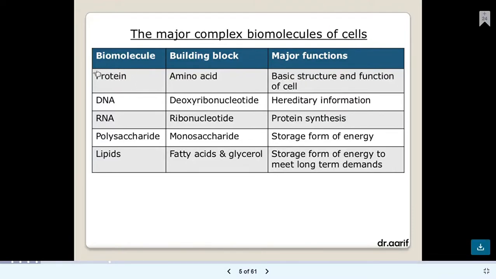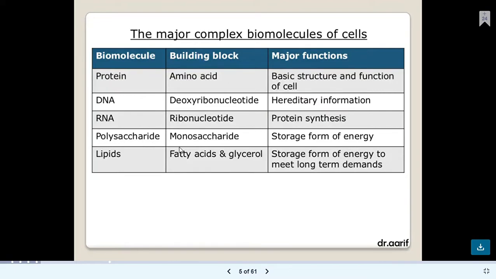First one, protein, building block amino acid, the major function is the basic structure and function of a cell. Then DNA, you are all probably familiar with, its building block is deoxyribonucleotide, and its major function is hereditary information or coding of genes. RNA, its building block is ribonucleotide, major function protein synthesis.